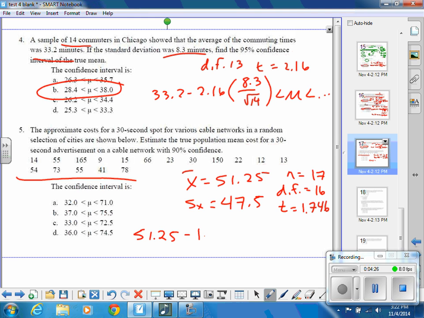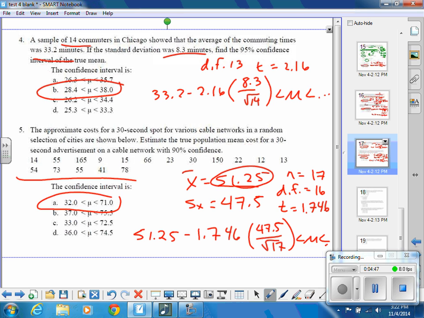Go ahead, use your formula now. 51.25 minus 1.746 times 47.5 all over the square root of 17 in between mu, the other one. And you should end up with, in this case, probably because I didn't round this up to a 0.3, I get a little lower, but it is A. Okay, if you're off by a little bit, it's okay to figure out which one it is. Alright.